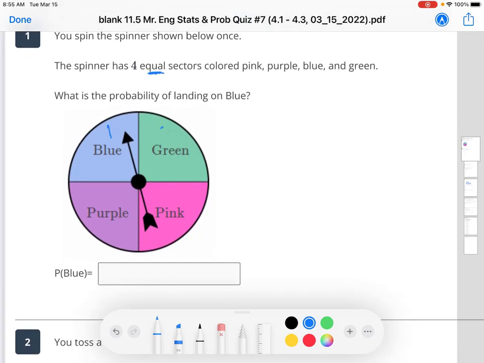Well, if you count 1, 2, 3, 4, so all versus what you want, we want just blue over all. So blue is just one of the sections over there's 4 sections. So 1/4 is your answer, and I think I told you guys to put it as a decimal, 0.25. You would type into your calculator 1 divided by 4, which would give you 0.25.